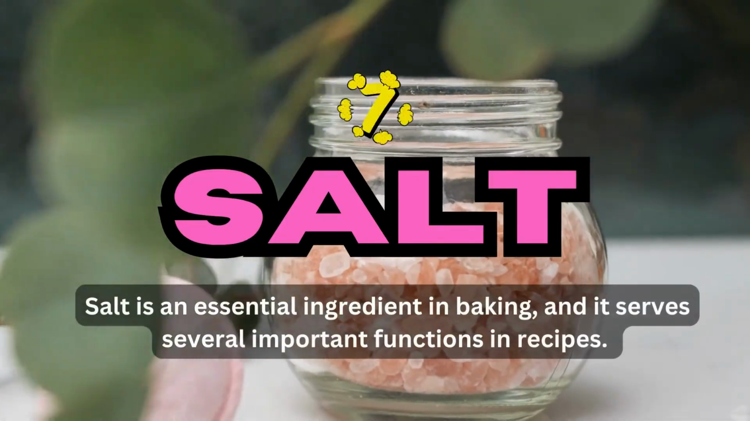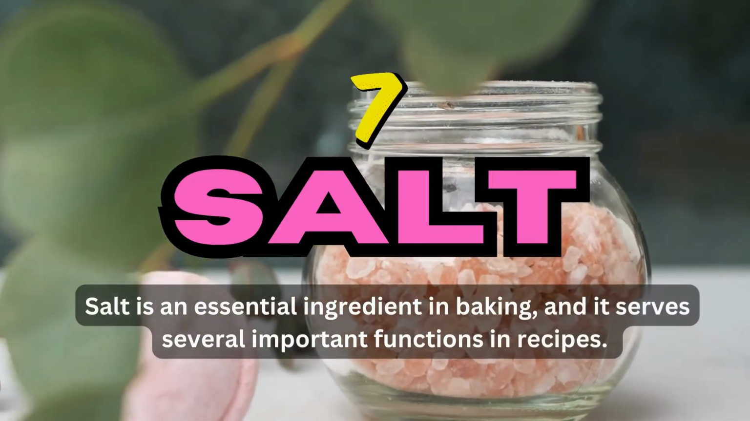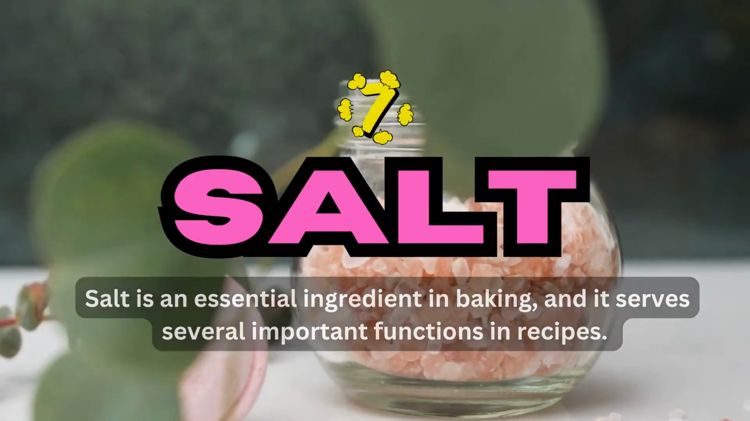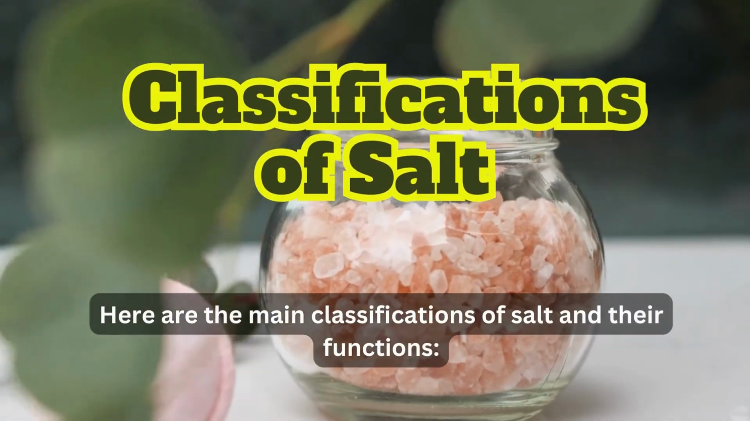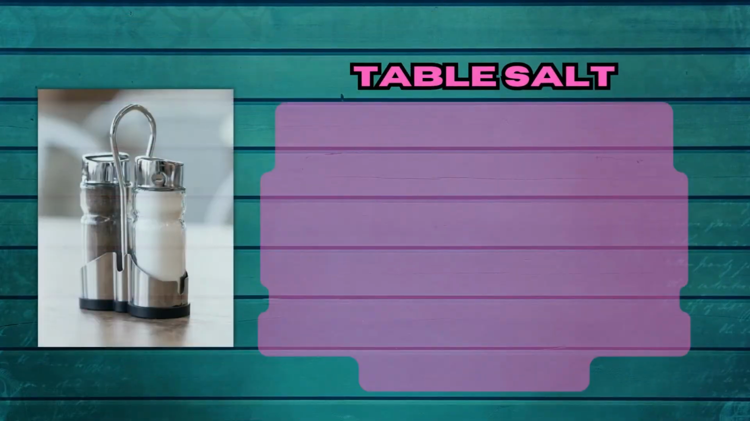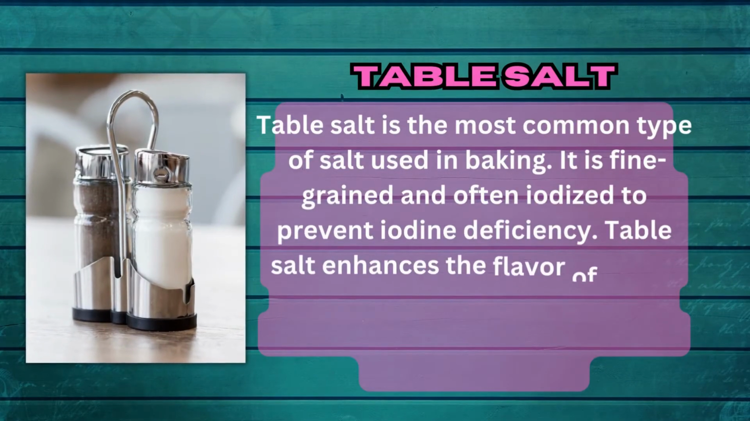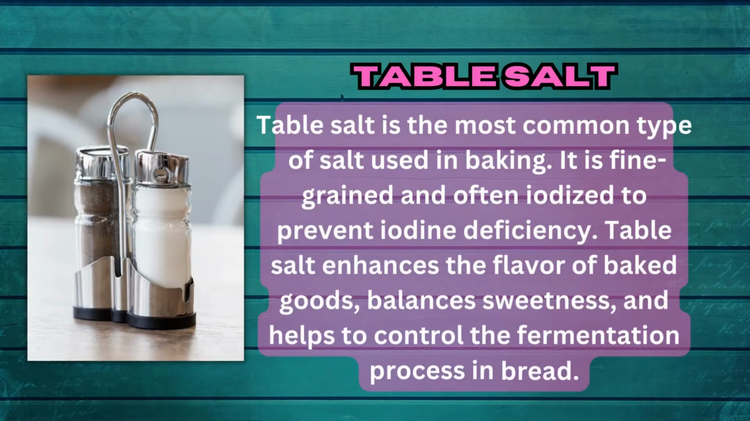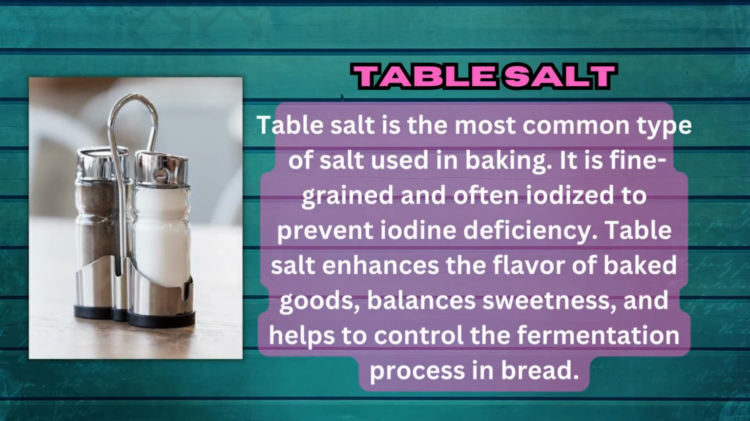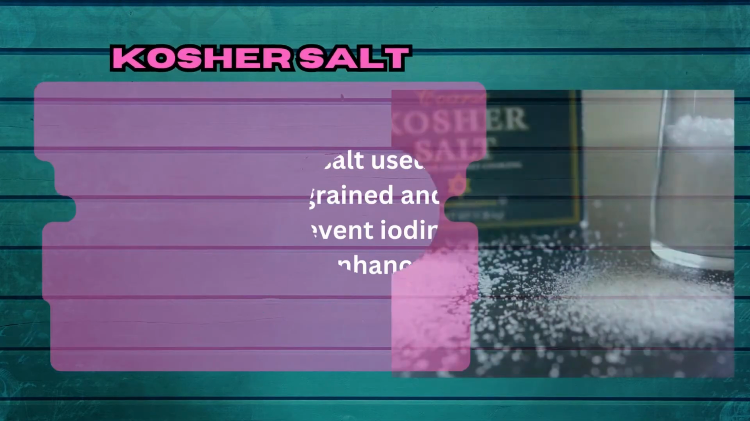Salt is an essential ingredient in baking, and it serves several important functions in recipes. Here are the main classifications of salt and their functions. A. Table salt. Table salt is the most common type of salt used in baking. It is fine-grained and often iodized to prevent iodine deficiency. Table salt enhances the flavor of baked goods, balances sweetness, and helps to control the fermentation process in bread.